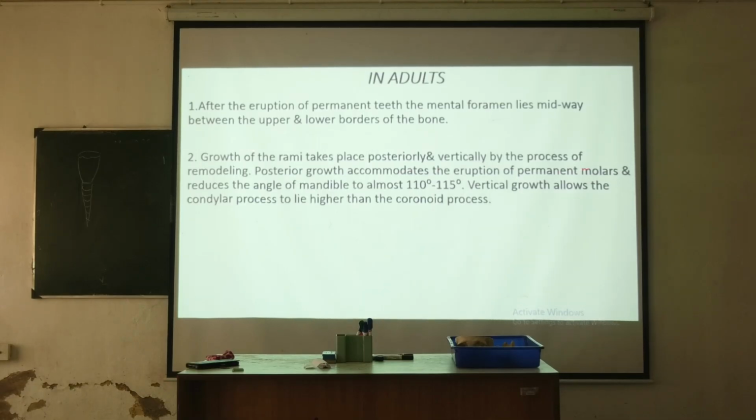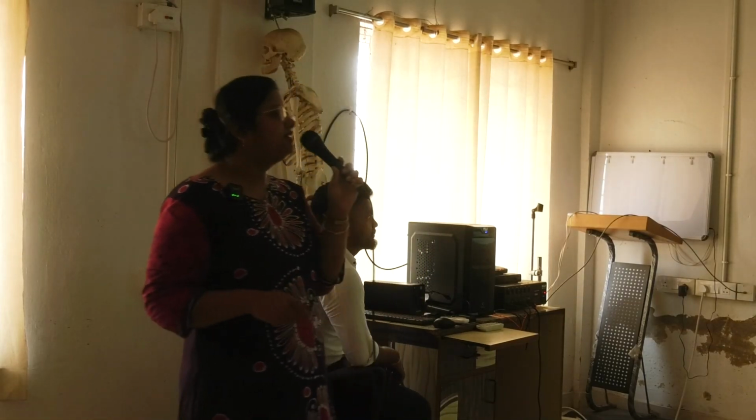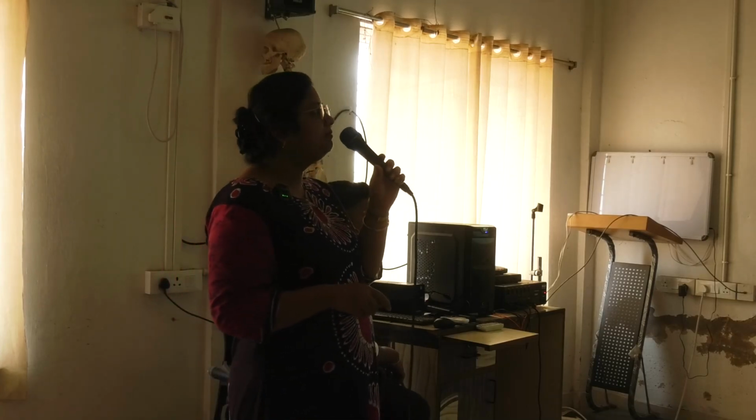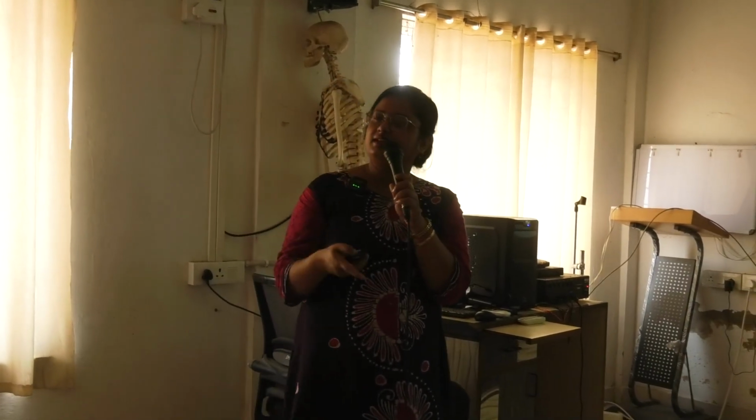posteriorly and vertically by the process of remodeling. Remodeling means some part is reabsorbed and in some part bone formation is occurring. Like this the growth occurs. So posterior growth accommodates the eruption of permanent molars and reduces the angle of the mandible to about 110 to 150 degrees. In childhood there was 140 degrees, and it is gradually decreasing in adults. In adults it becomes 110 to 150 degrees.